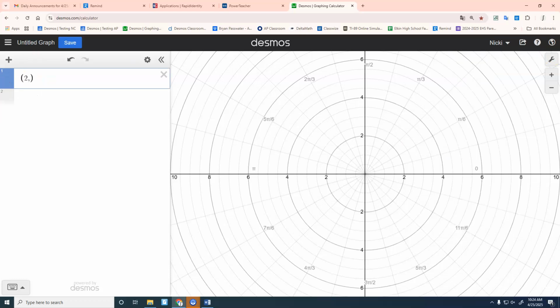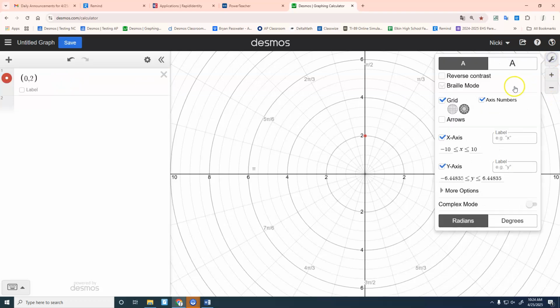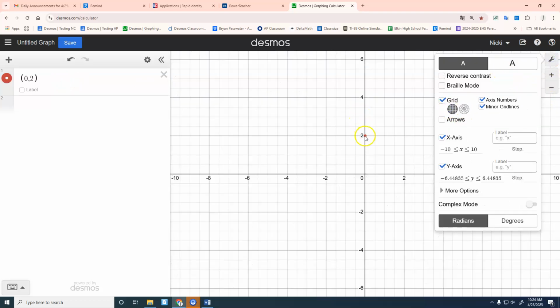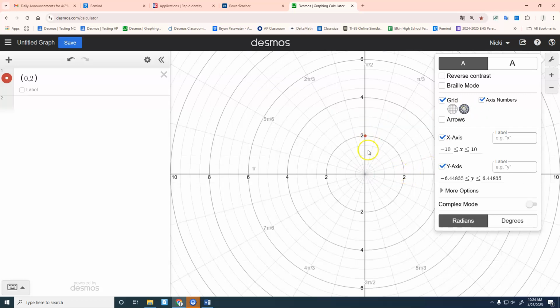So if I graph 0, 2 right here, it will graph it right here on the coordinate plane. But if I change it to polar, I could also call that point 2 pi over 2 in polar coordinates, because I'll be going towards pi over 2, and it would be 2 right here. I don't think you're really going to, well, you might get a couple multiple choice questions on calculator active where this would be helpful.